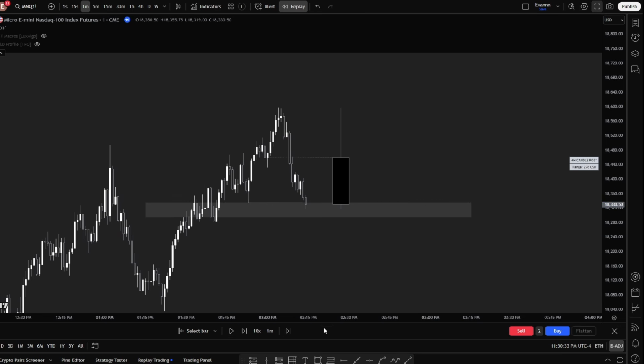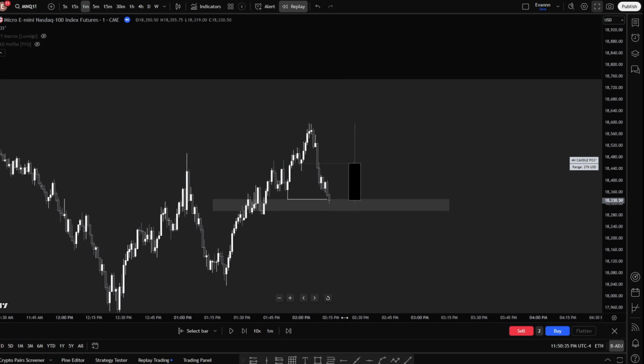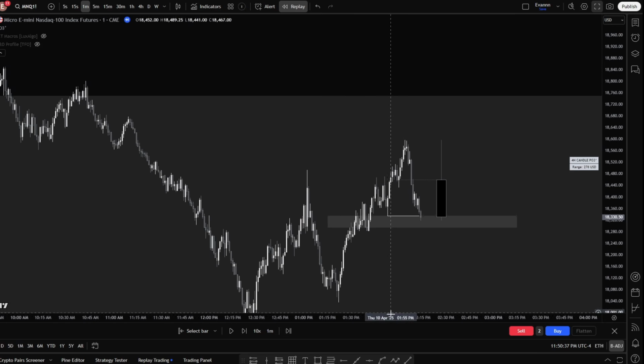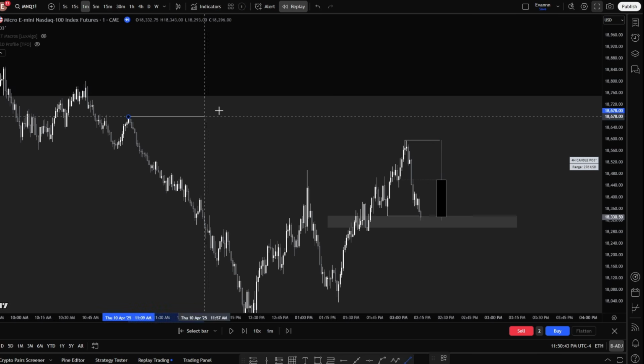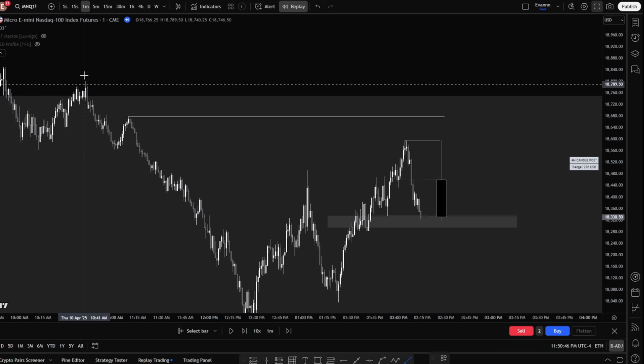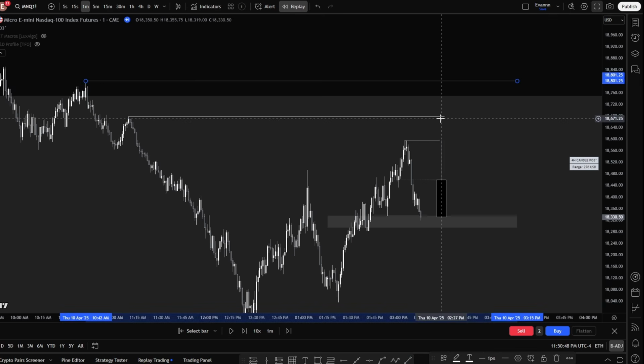And then you possibly see a setup right here. And then you have all these highs as targets as well. You have this one as well, this one as well, this one as well. It's all up to you.